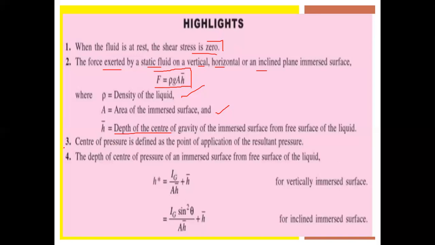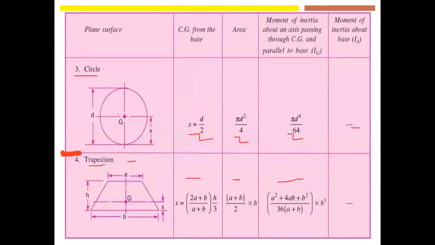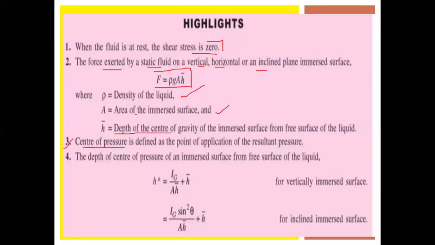Next, third one, the center of pressure is defined as the point of application of the resultant pressure. Next, fourth one, the depth of the center of pressure of an immersed surface from the free surface of a liquid. For vertical immersed surfaces, this is the formula, and for inclined immersed surfaces, this is the formula.